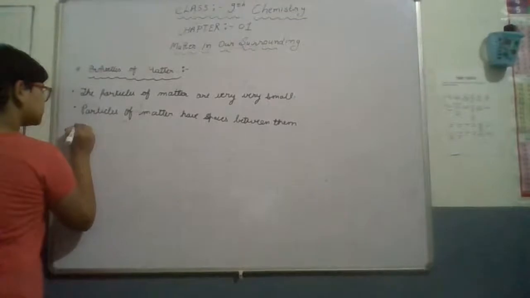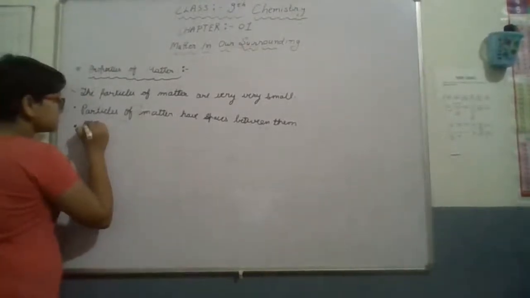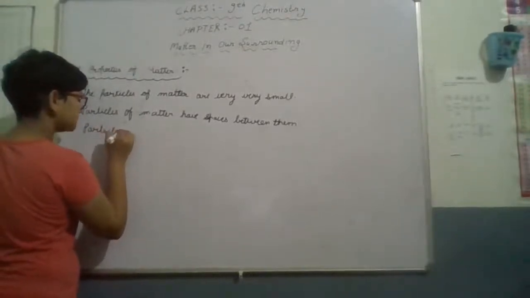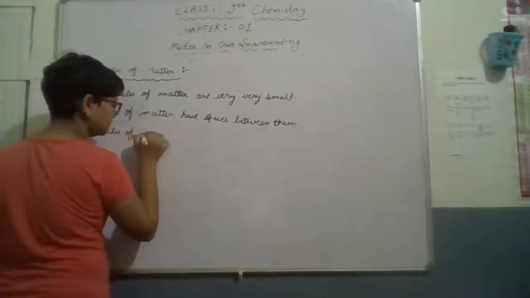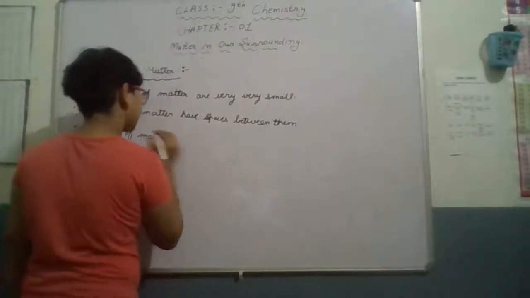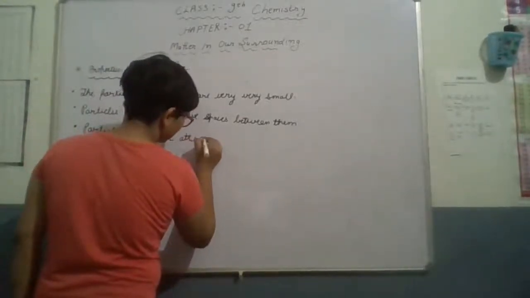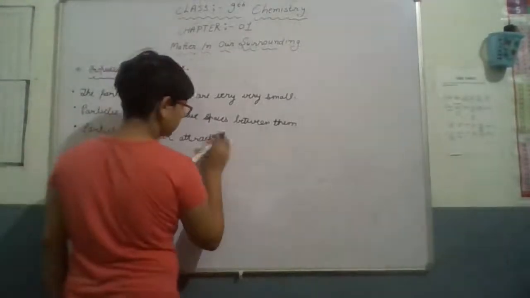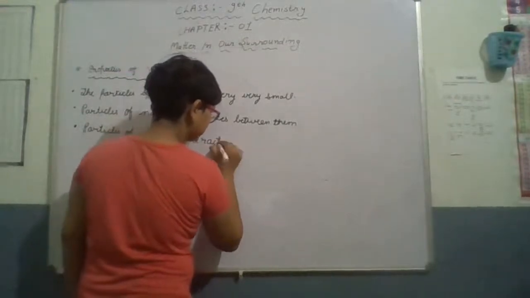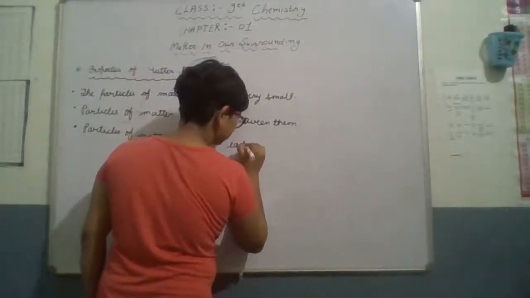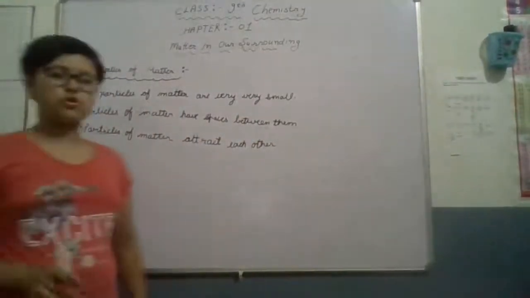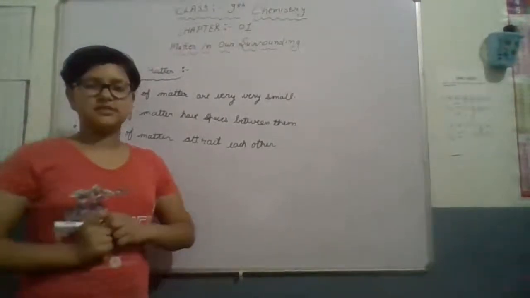So we can point out that particles of matter have spaces between them. Now, moving to the next property. Particles of matter attract each other. Now the particles of matter attract each other.